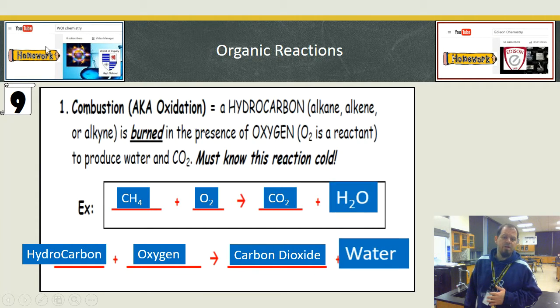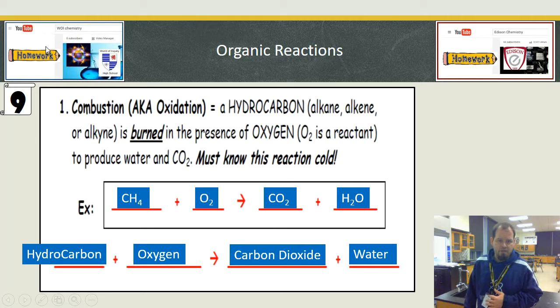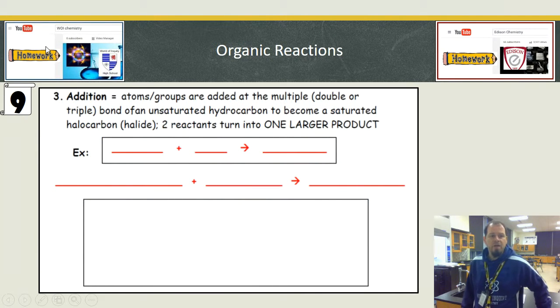So here is an unbalanced example of a combustion reaction. You need oxygen as a reactant, you need carbon dioxide and water as the only products. And that is a combustion reaction. You see those 3 things. Wham, there you go. Okay.